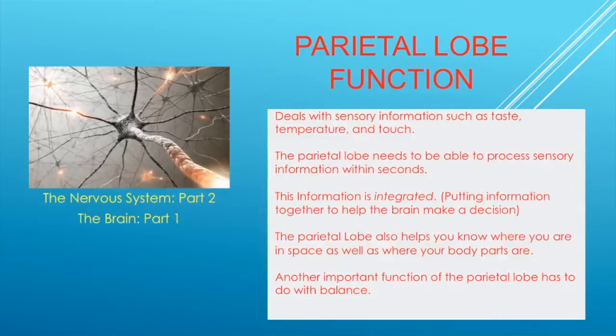The parietal lobe needs to be able to process sensory information within seconds. This information needs to be integrated. In other words, putting information together to help the brain make a decision. The parietal lobe also helps you know where you are in space, as well as where your body parts are. Another important function of the parietal lobe has to do with your balance.